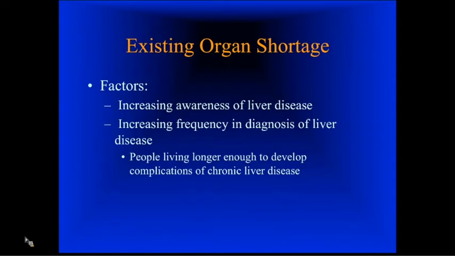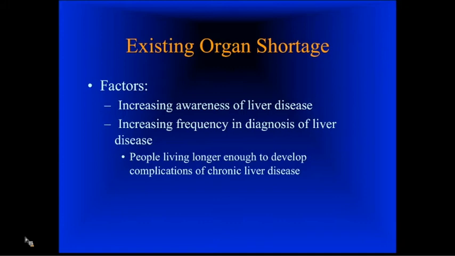So the problem here is that we don't have an infinite supply of organs or livers. Some factors have come about over the years, such as an increasing awareness of liver disease. What I always like to bring up is that in the late 1990s, it seemed like there was an epidemic of cirrhosis or hepatitis C. It was because insurance plans were starting to require people to be tested for chronic liver disease, hepatitis C, and so a lot of people were getting referred more than before.